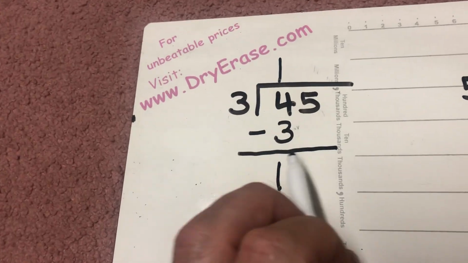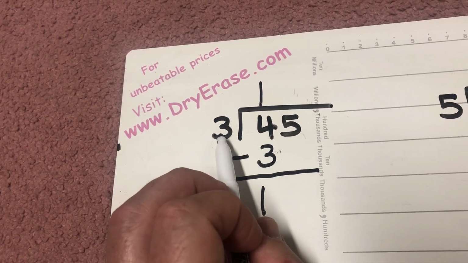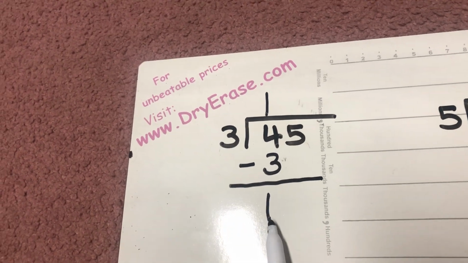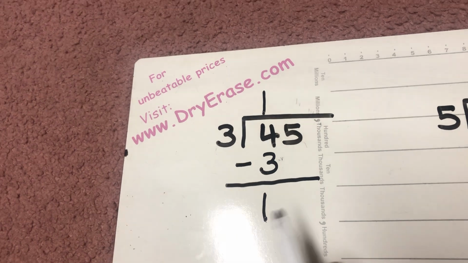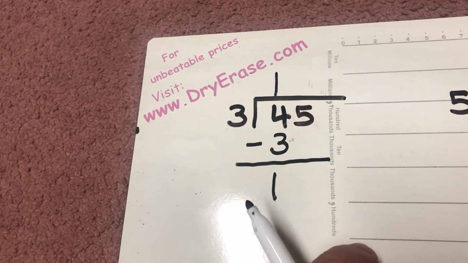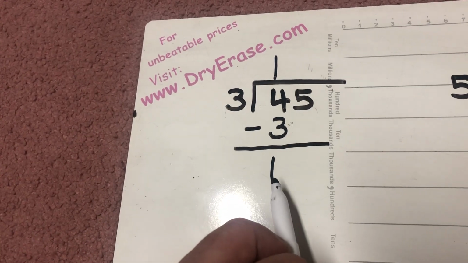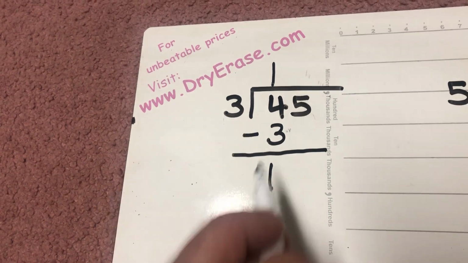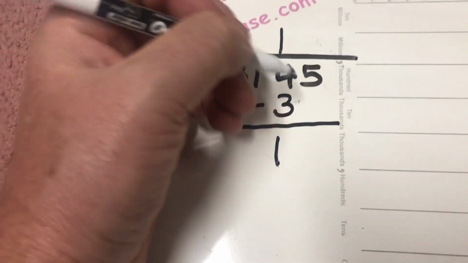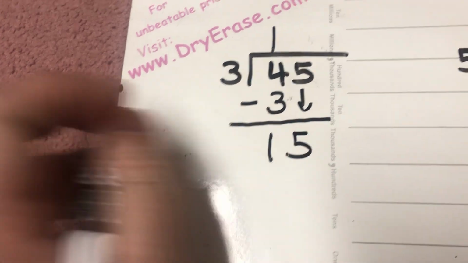Whenever I subtract in long division, the answer I get to the subtraction problem needs to be less than the number I'm dividing by. If it is equal to it, or greater than it, then I have made a mistake somewhere, in my division or in my multiplication. But I'm feeling good because I end up with 1, which is less than 3. Then after I subtract, it tells me to bring down. So I'm going to bring down the next number, which in this case is a 5.